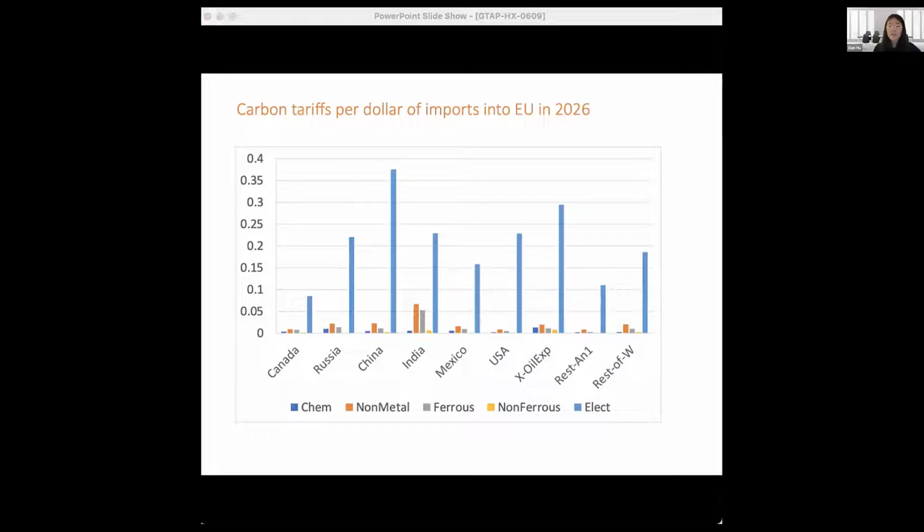And this figure gives us the estimated carbon tariff rates. It is the dollars of tax per dollar of imports in 2026. So the lowest rates are for chemicals and non-ferrous metals, while the highest rates are for electricity, non-metal mineral products, and the ferrous metals.